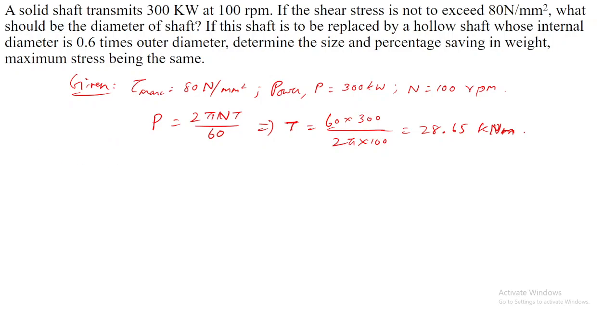Then based on this, what do we want to find out? First we have to find out the diameter of the solid shaft, and then we have to find out the diameter of the hollow shaft if this solid shaft is replaced by a hollow shaft. Okay, so the first case is to find out the diameter of the solid shaft.